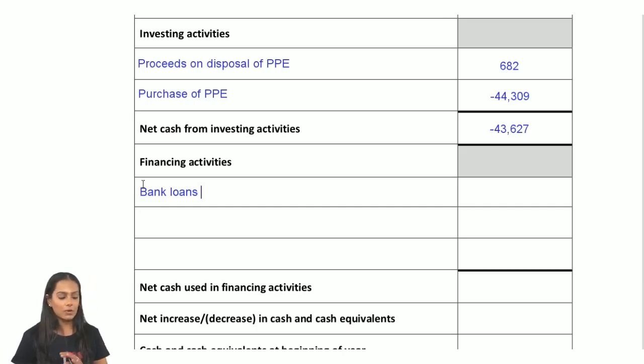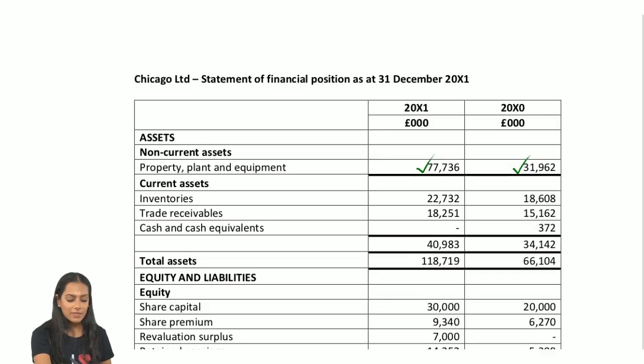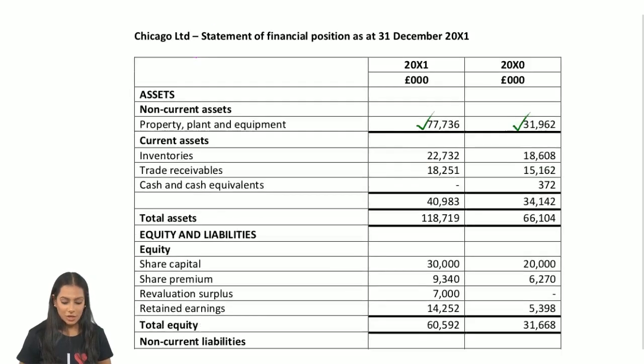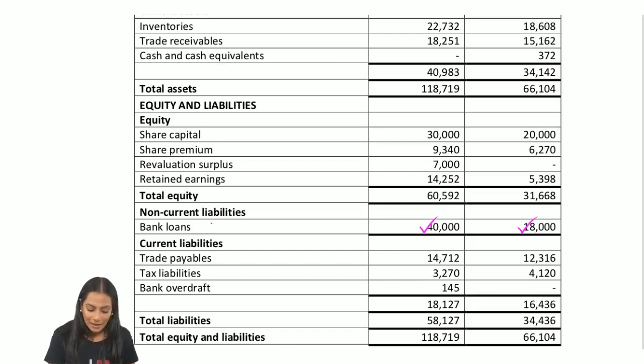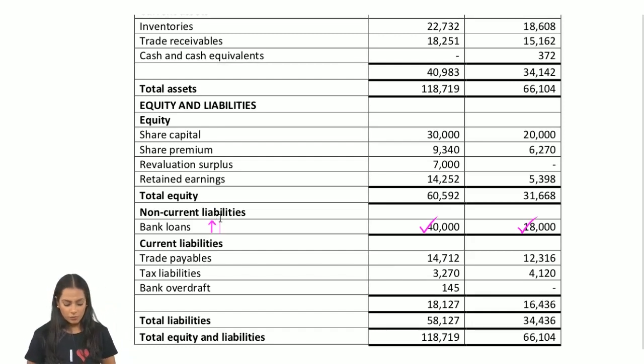So to get the bank loan, you will compare the opening bank loan balance to the closing bank loan balance. And you will identify this by looking at the statement of financial position. So at the start of the period, you owe money of 18,000. At the end of the period, you owe money of 40,000. Your bank loan balance has increased. How much has it increased by? 40 take away 18, that's going to be 22,000. So your bank loan has increased by 22,000.